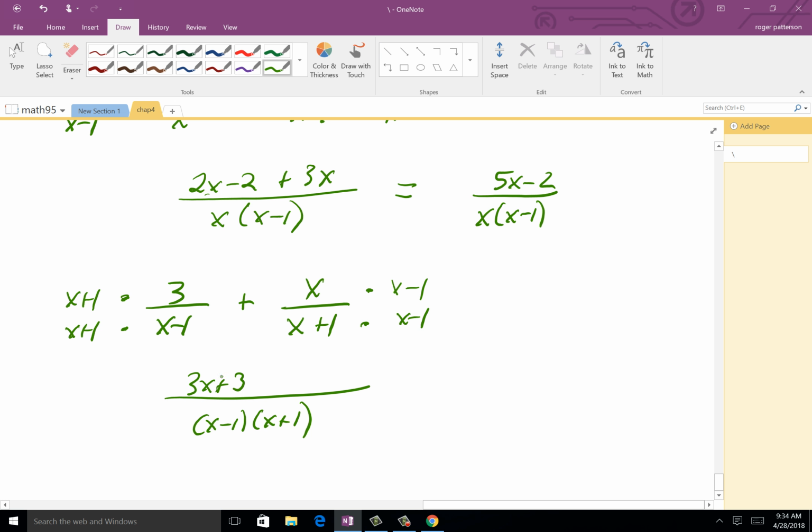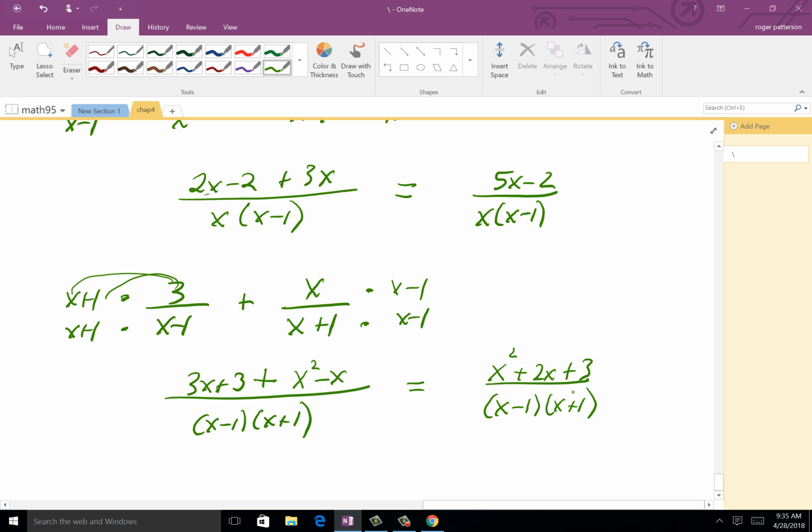3x plus 3, just distributing. That's all we're doing, just distributing. Plus, what about over on this side? X squared minus x. Simplify. The bottom is done, don't worry about it. What are we going to get on the top? I know I have an x squared plus 2x plus 3.